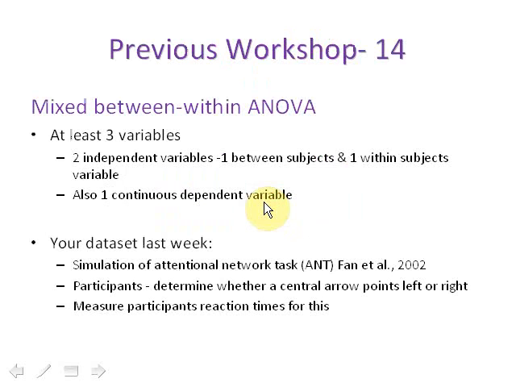Here we go. We were looking at a mixed within and between design. It means we've got at least two independent variables, one of which is between subjects and the other within subjects, and we have a continuous dependent variable. In our data set last week, our between measure was whether or not they'd had some kind of treatment, which we'd made up based on a published paper by these chaps, Fan, and the participant's task was to respond to whether a central arrow pointed left or right, and the dependent measure was the reaction time for this.